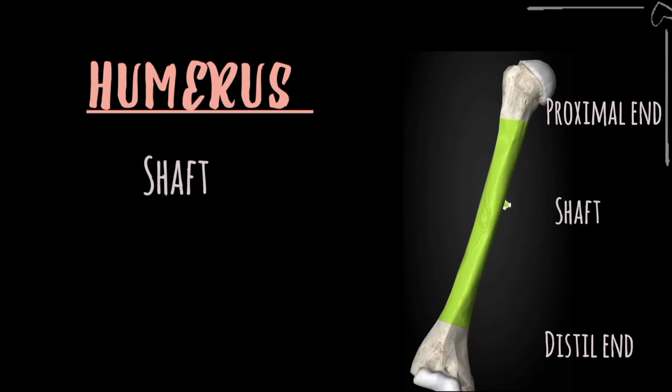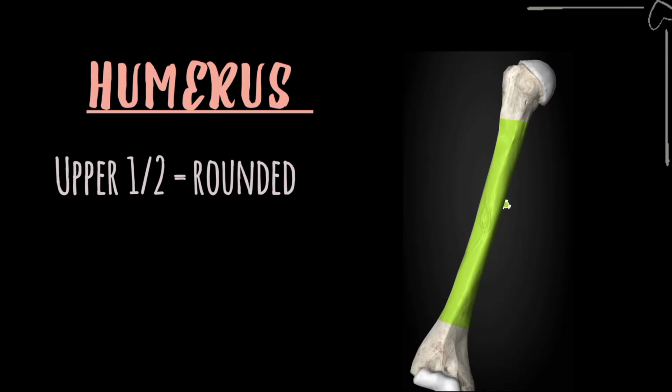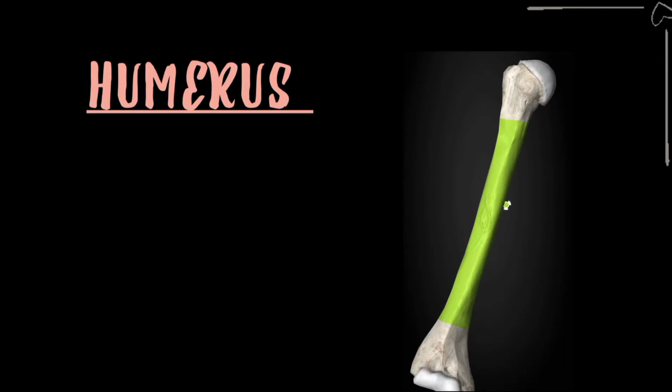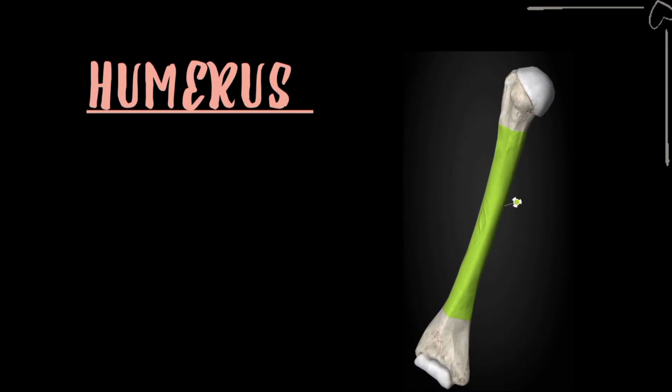And if you cut the shaft of the humerus into two halves, you will see that the upper half is rounded in shape, and the lower half is triangular in shape. As you can see, on the upper side it is rounded, and on the lower side it is expanded. So the lower side of the humerus bone is expanded, forming a triangular shape rather than a circular one. So the upper half is circular and the lower half is triangular.